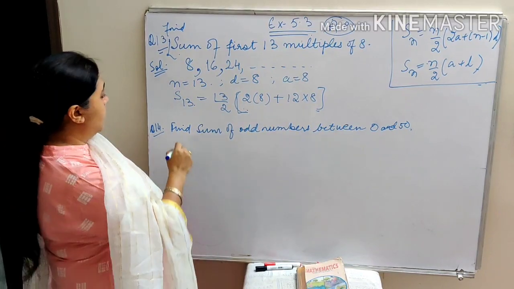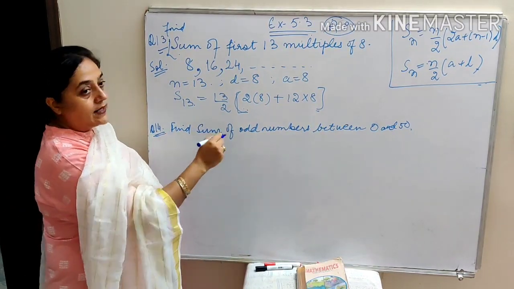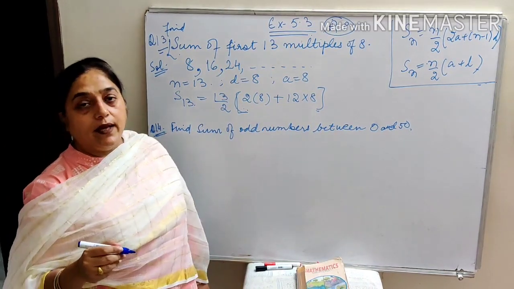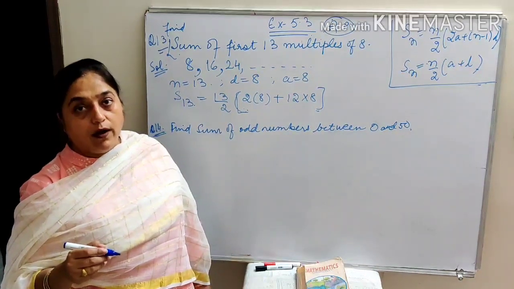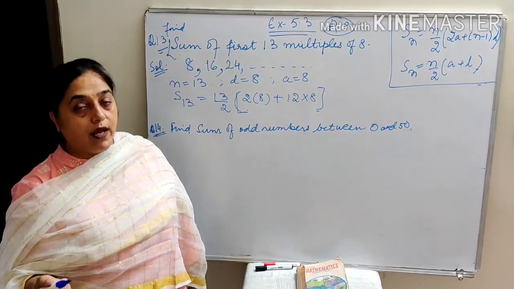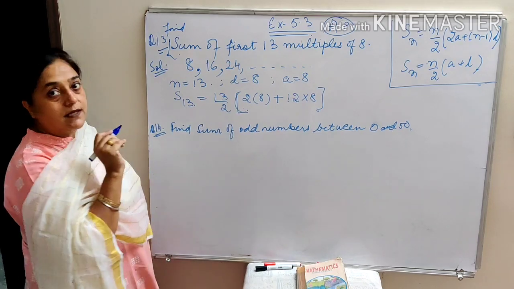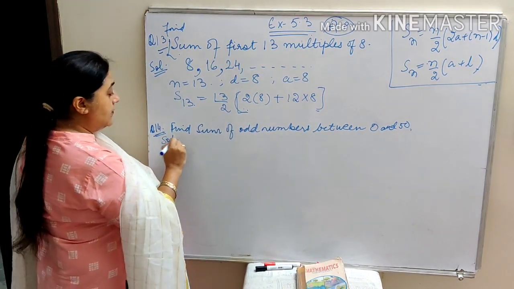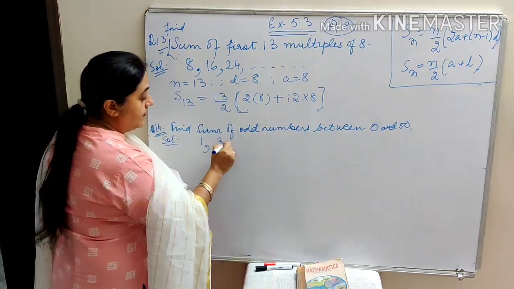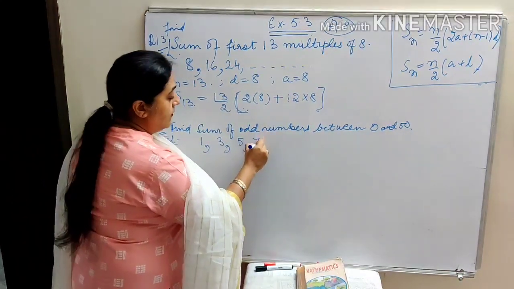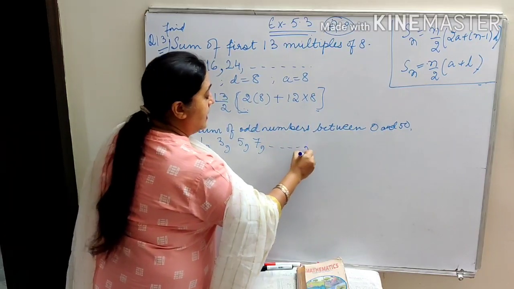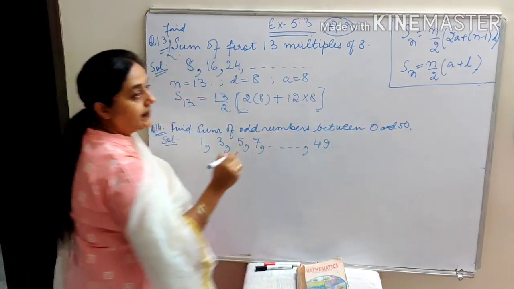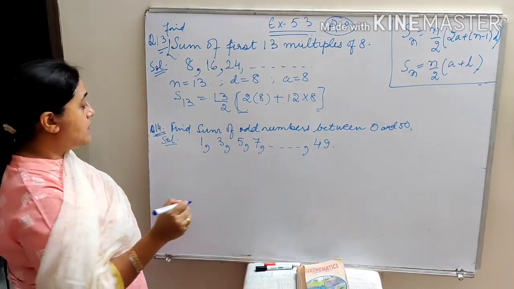Similarly, I had another question, 14. Find the sum of odd numbers between 0 and 50. Between 0 and 50 means neither 0 nor 50 is included. So how will I start? I will start with 1, then 1, 3, 5, 7. What is the last term? The last term is 49, right?